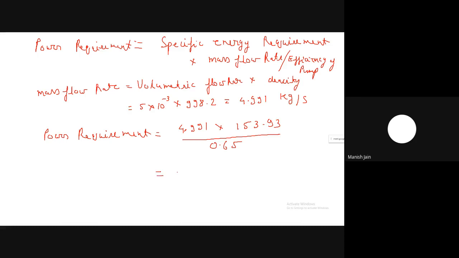So you will get the actual power requirement. It will come 1182 joules per second. Joules per second means watt. 1182 watt, or you can say 1.182 kilowatt. So at least you have to use a 1.5 kilowatt pump, because you either have a 1 kilowatt pump or a 1.5 kilowatt pump. The actual power requirement is 1.182 kilowatt in the pump.